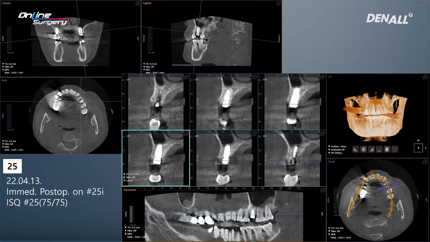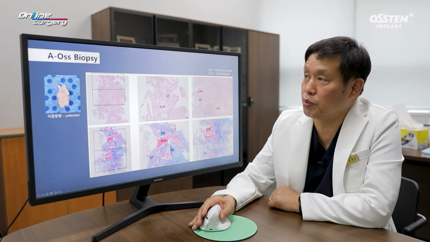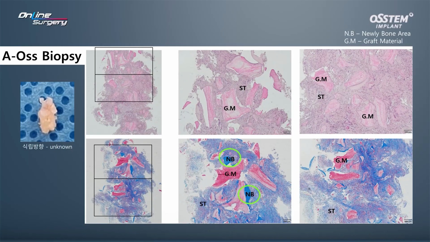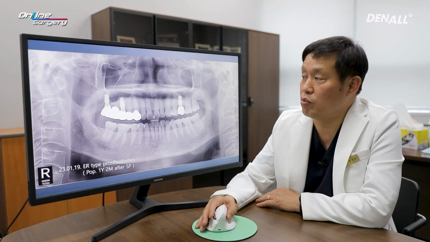If you look over here, this is right after implant placement. This is the CT image. The implant has been placed slightly deeply. There was slight bone loss on the palatal side, but the implant is within the bone housing. During surgery, a biopsy was done where A Oss socket preservation was done. Around the graft material, new bone is being formed. I wanted to look at what differences existed between A Oss and A Oss collagen using biopsy and after surgery.